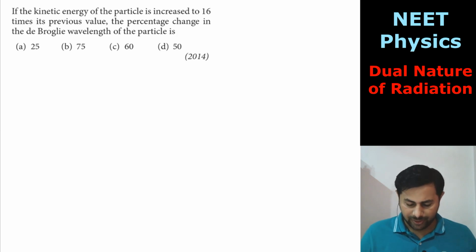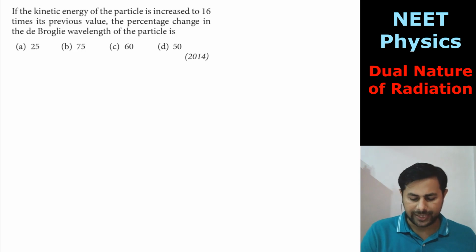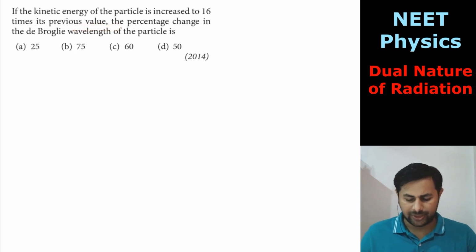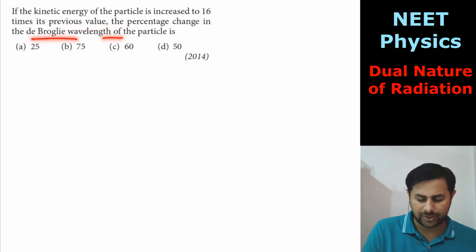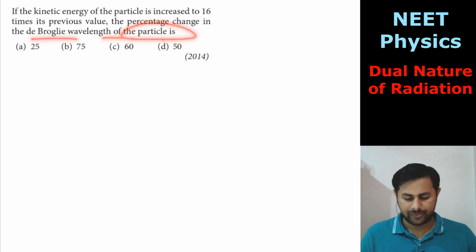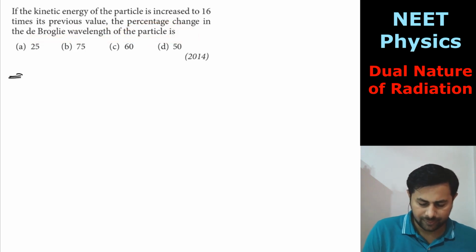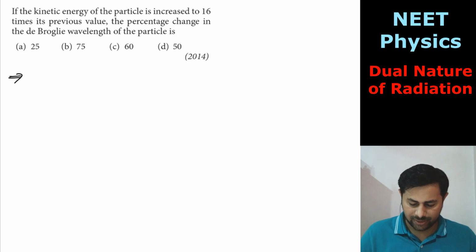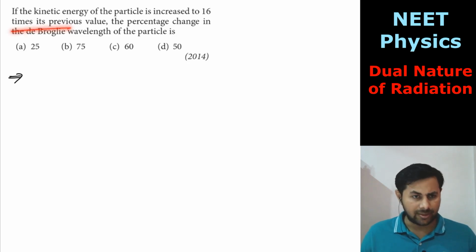Let's see next one. The kinetic energy of particle is increased to 16 times its previous value. The percentage change in the de Broglie wavelength of the particle is, tell me. Kinetic energy is increased to 16 times the previous value. Percentage change in the de Broglie wavelength.